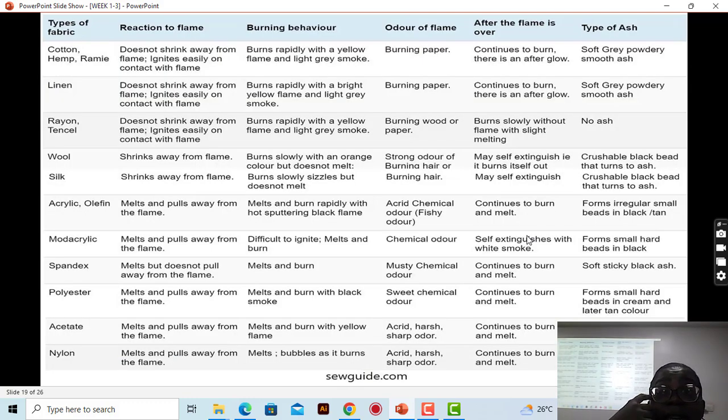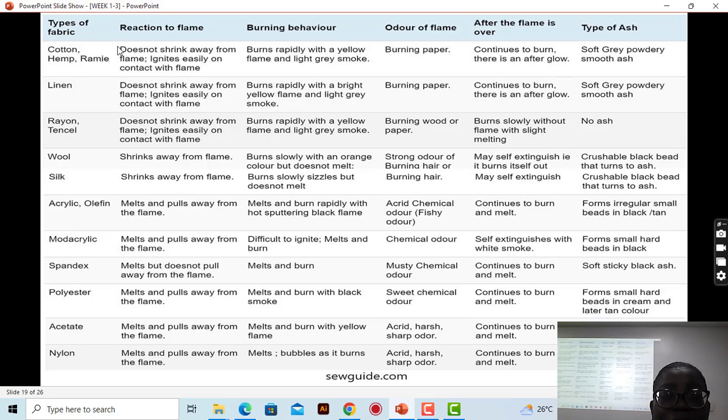Now, this is a table that gives us how each fiber behaves during a burning test. This is just for burning. So you see our first column, we have types of fabric. Then in our first row, we have cotton, hemp, ramie, then we have linen. So let's use the first one, cotton.